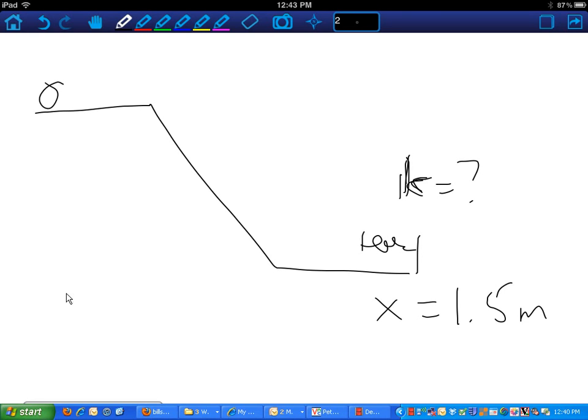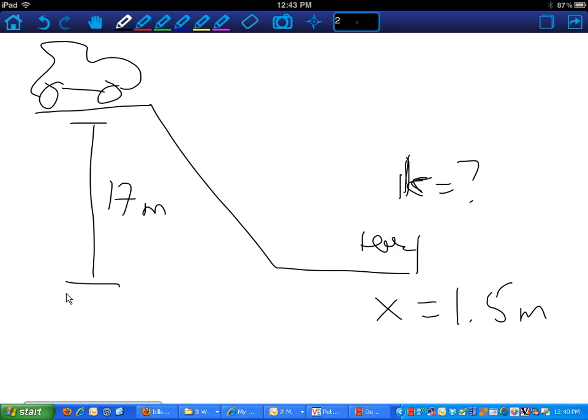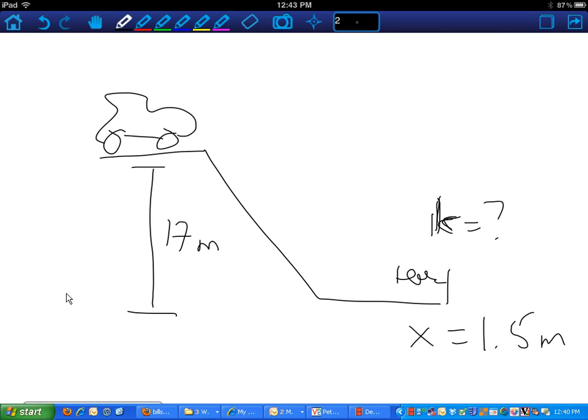So we have a car up here. How tall is this hill, do you think? Give me a number. 17 meters? Yeah. And then can you give me a speed? 34 is a good one. We'll go with that. So there is our problem.